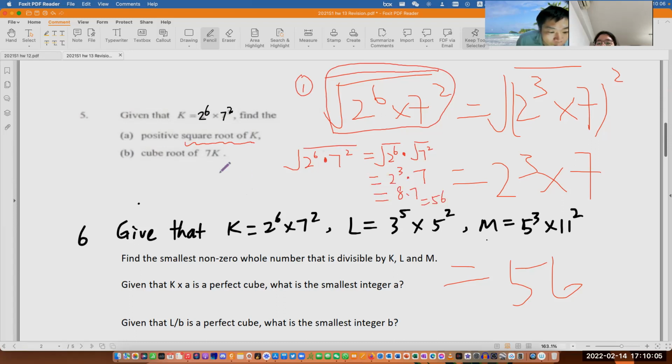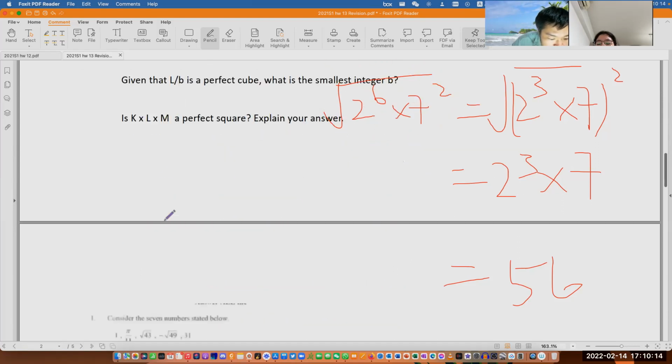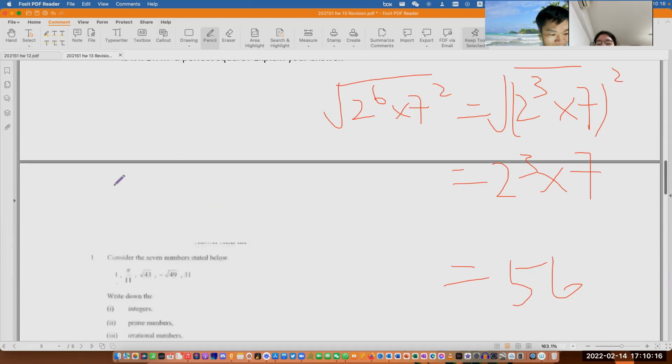Why does this question ask for the positive square root? Because let me show you another question. I'm going to use a blank page here. So what if you have x squared equals to 64? If your x squared is equal to 64, in fact you should end up with two answers. x equals 8 or x equals minus 8.